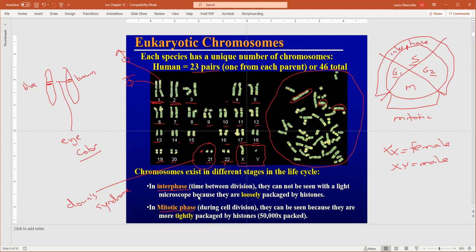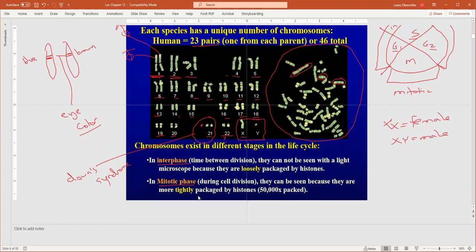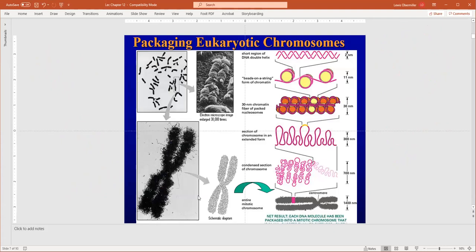And I think I have a drawing that was done by an artist on the next slide. And a couple slides. Okay. So you don't need to know this. What you should know is this form right here, the most common form that's represented, is called the 30 nanometer form of chromatin. And you'll hear that again.